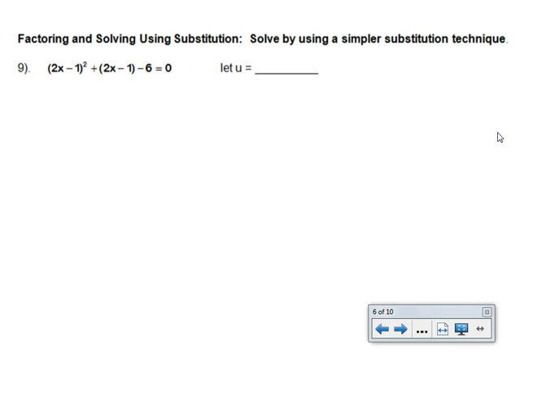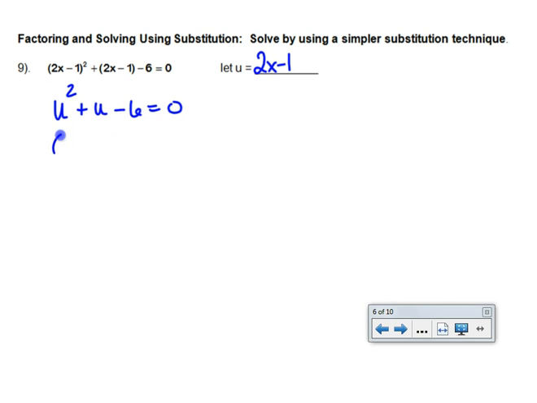So 2x minus 1 quantity squared plus 2x minus 1 minus 6. It would be really awesome if these 2x minus 1s were just something. So what we're going to do is we're going to let U represent the quantity 2x minus 1. So everywhere I see a 2x minus 1, I'm going to call it U. So this is really U squared plus 1U minus 6.